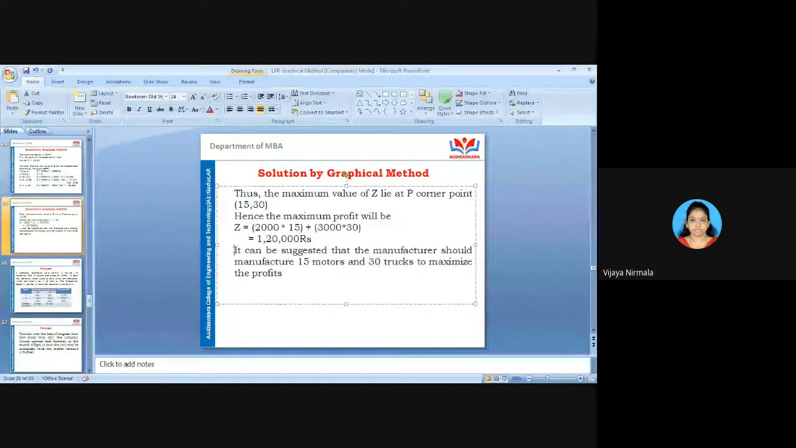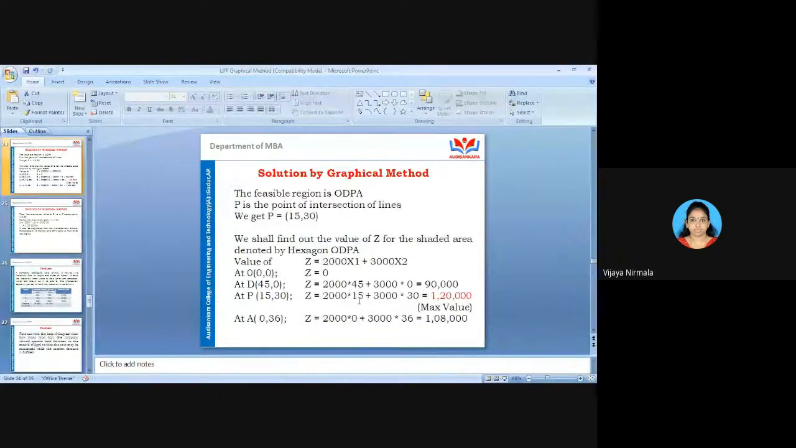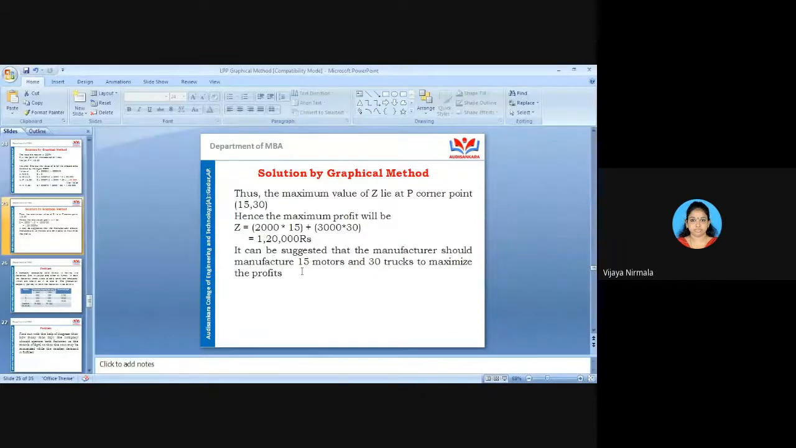This is very important that you write in the answer. If you write this, you will get 10 marks. Or else, if you don't find this Z value and just stop here, you will get only 6 marks. So this is how you will write.